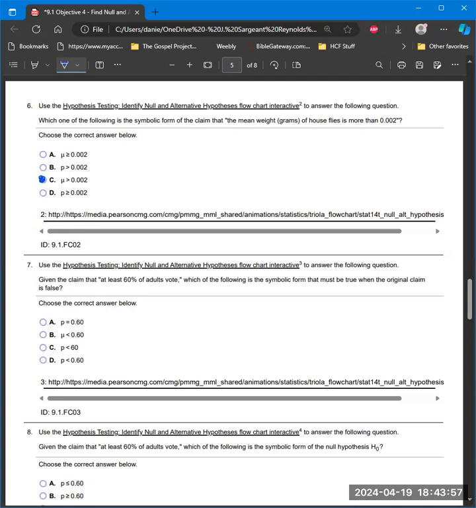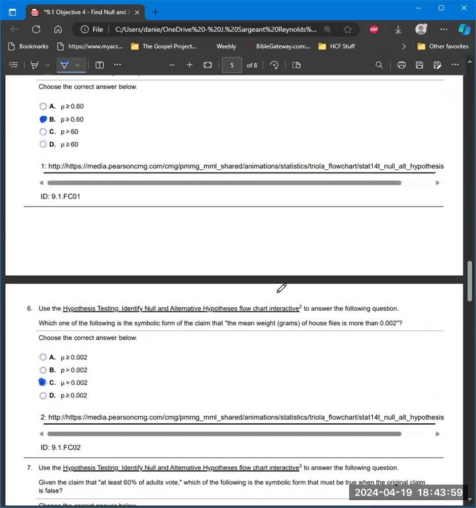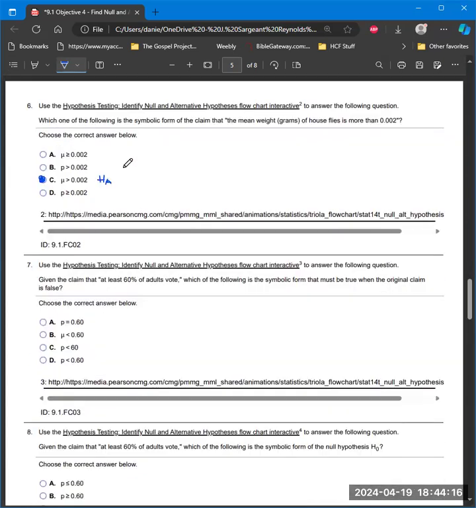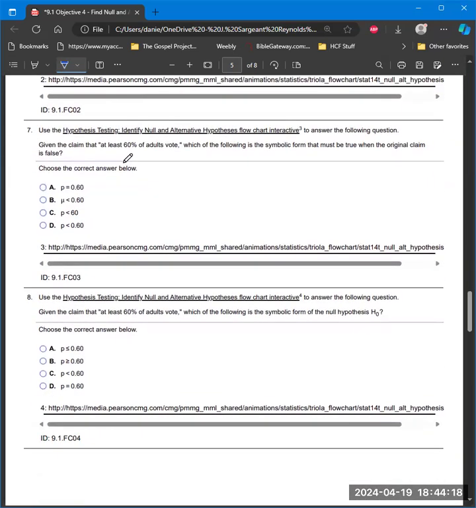0.002. What I want you to see here is that this statement, because it has equality in it, would have to be a part of H naught. And this one, since it has strict inequality, has to be HA. So I want you to start picking up on that: H naught has equality in it and HA is strictly inequality.